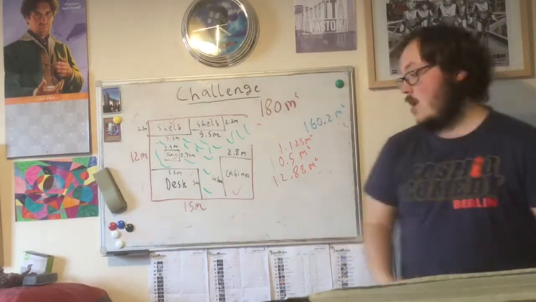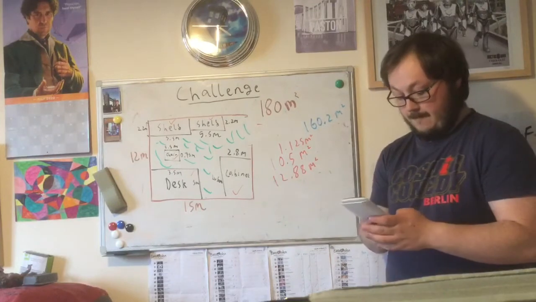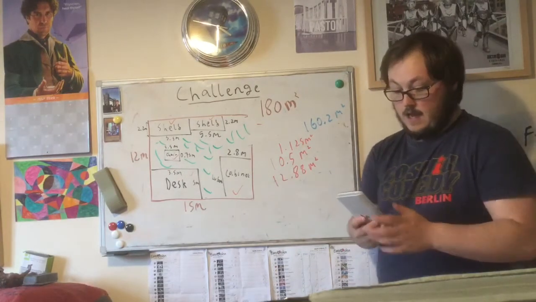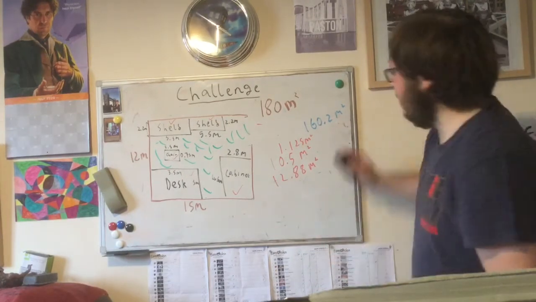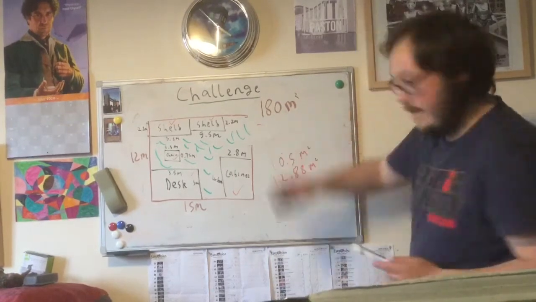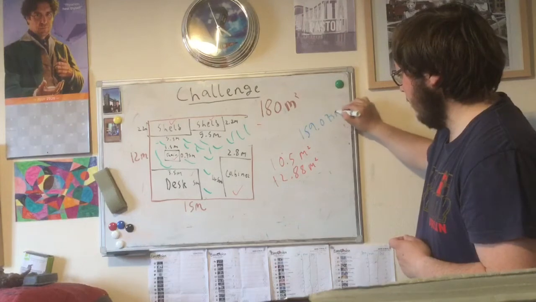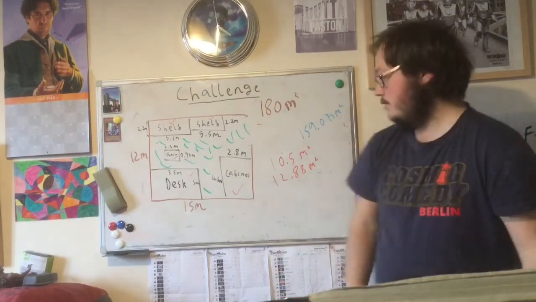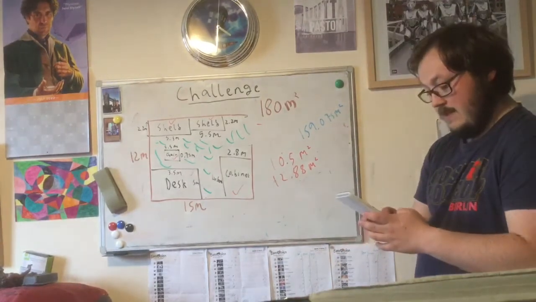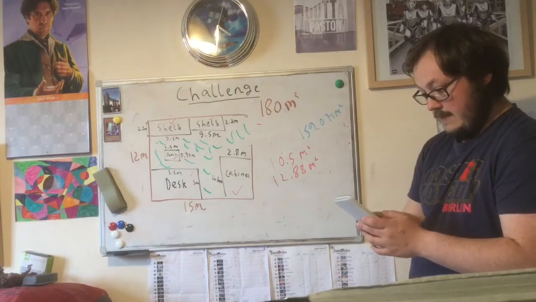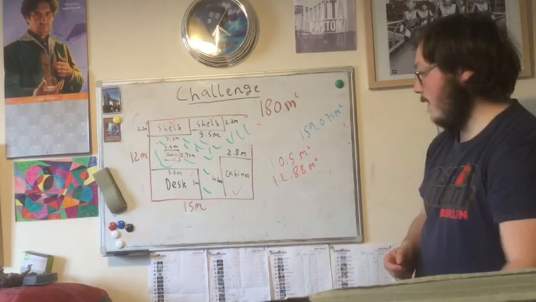From that we need to take away 1.125, and that gets us 159.075. Now the next one, 10.5, we take that away, and that gets us 148.575.